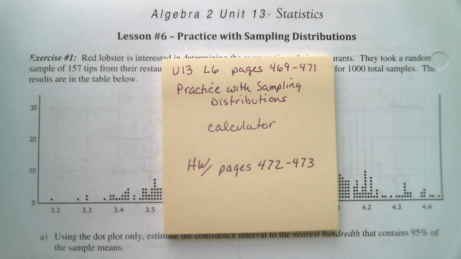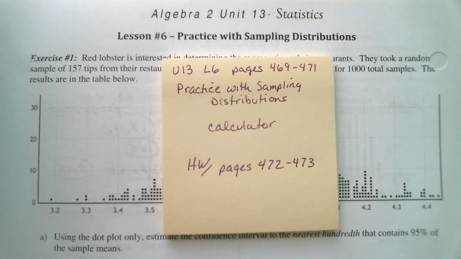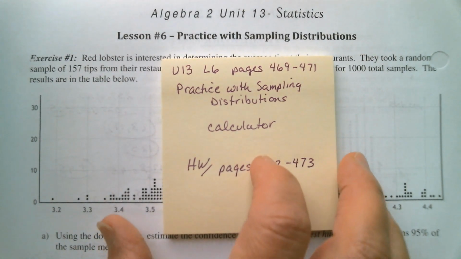Today we are on Lesson 6 of Unit 13, pages 469 to 471. Practice with sampling distributions, and you want to have a calculator available just for adding, subtracting, and dividing purposes. And your homework is pages 472 to 473.